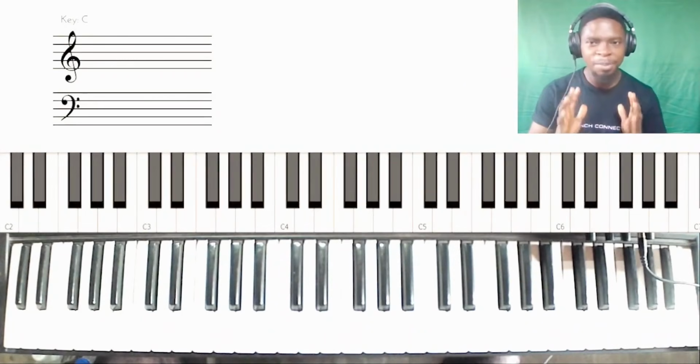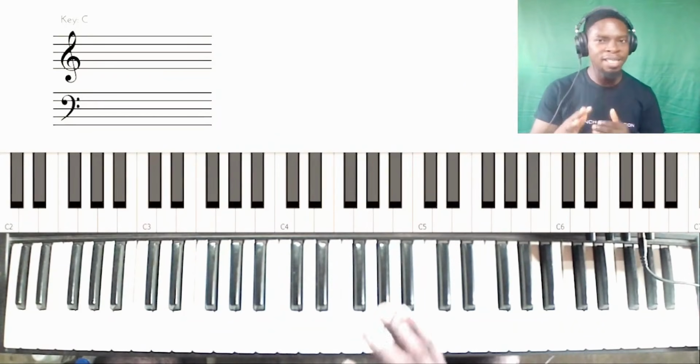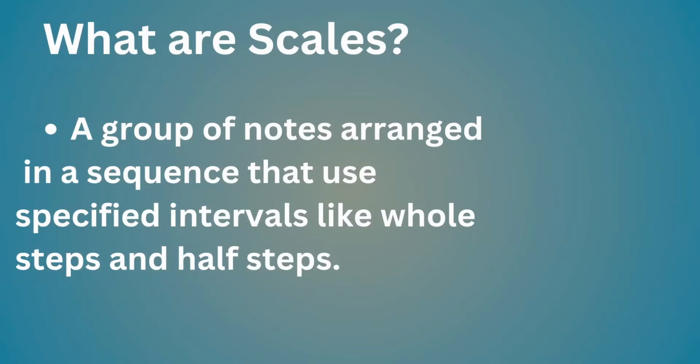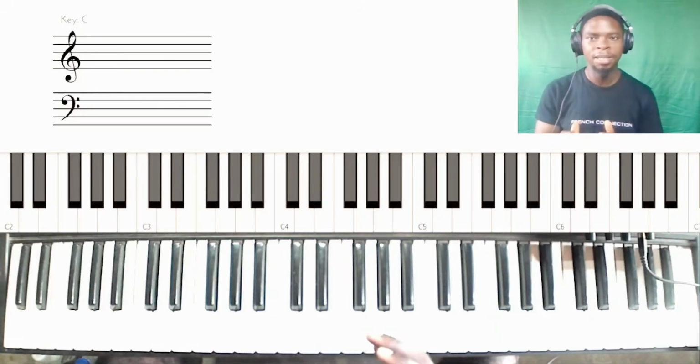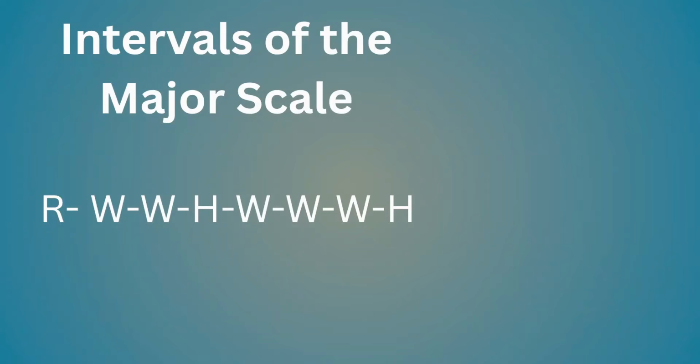So what exactly are modes? Let's start with the basics, which are scales. A scale is simply a group of notes arranged in a sequence using specific intervals like whole steps and half steps. For example, the major scale, which is a very popular scale that we use in music a lot of times, uses the pattern whole, whole, half steps, whole, whole, whole, half steps, alright?